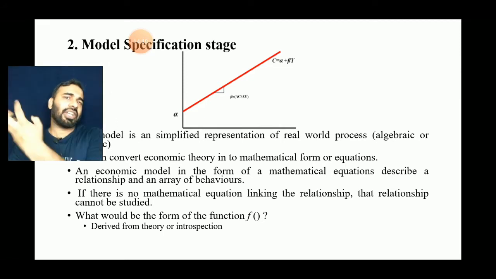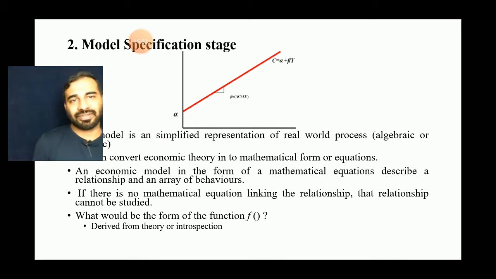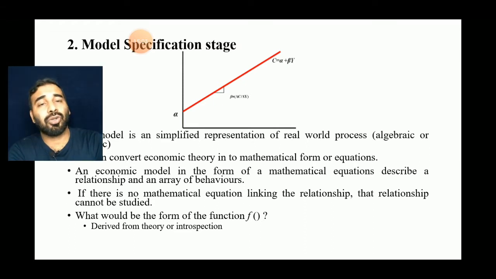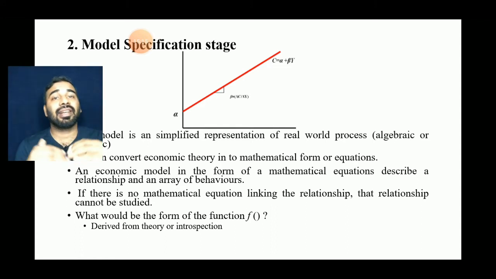Using 5 letters and some mathematical notation, we can describe a series of behavior associated with the demand. That is the advantage an economic model gives us. And one more thing I would like to say: if there is no mathematical equation linking the relationship in the theory, such a theory we cannot empirically verify.